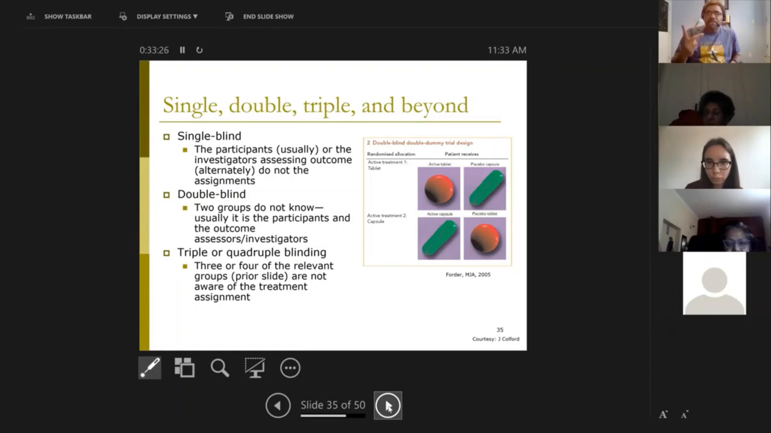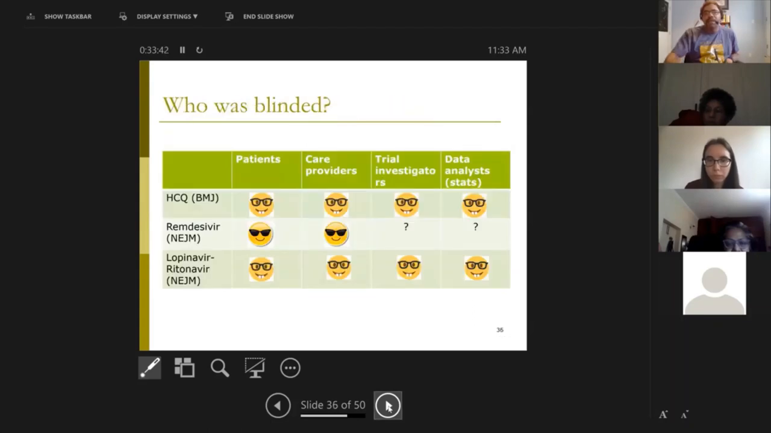For sure, patients should not know, but the people checking the outcomes, people checking blood pressure, people doing the lab tests, people checking on the ventilator status, all of them should not know which group the patient belongs to. So I took a quick look at the three trials that I showed you: the hydroxychloroquine study in BMJ, the remdesivir trial in the New England Journal, and the lopinavir-ritonavir trial in the New England Journal. All three PDFs are in your Google Drive.